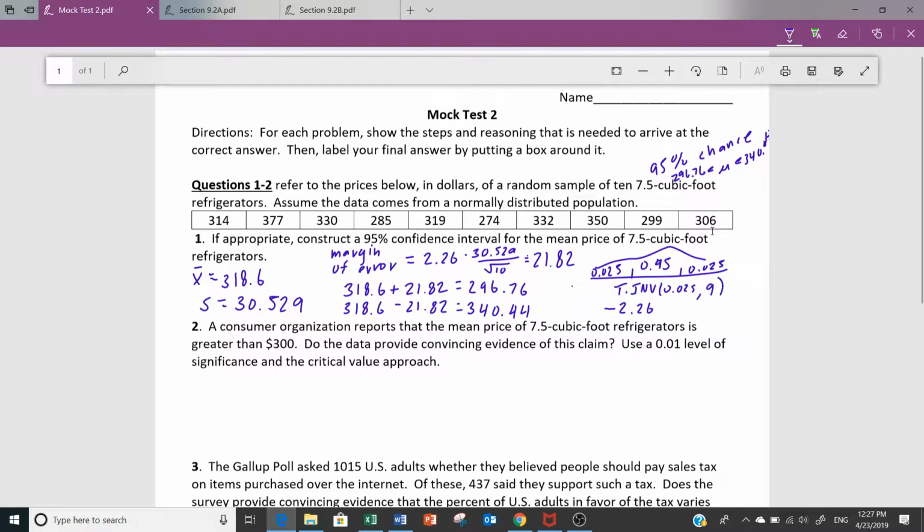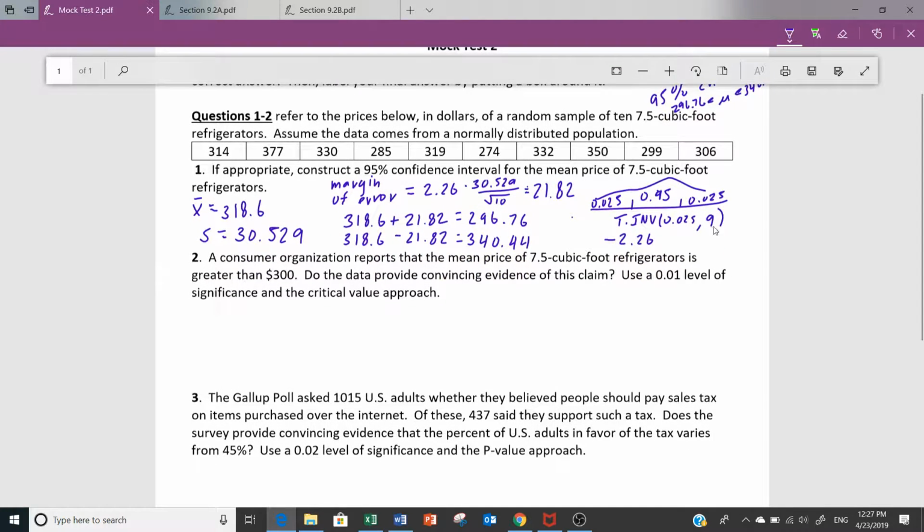Okay, any more questions on number 1? You're going to be using T. Use T for these problems. Okay, next, hypothesis test. I see greater than 300, so I want the mean is greater than 300. And then that means the null is mean equals 300. Next, I want to find the t value, which is x bar minus mean over s divided by the square root of n. Which formula is this?